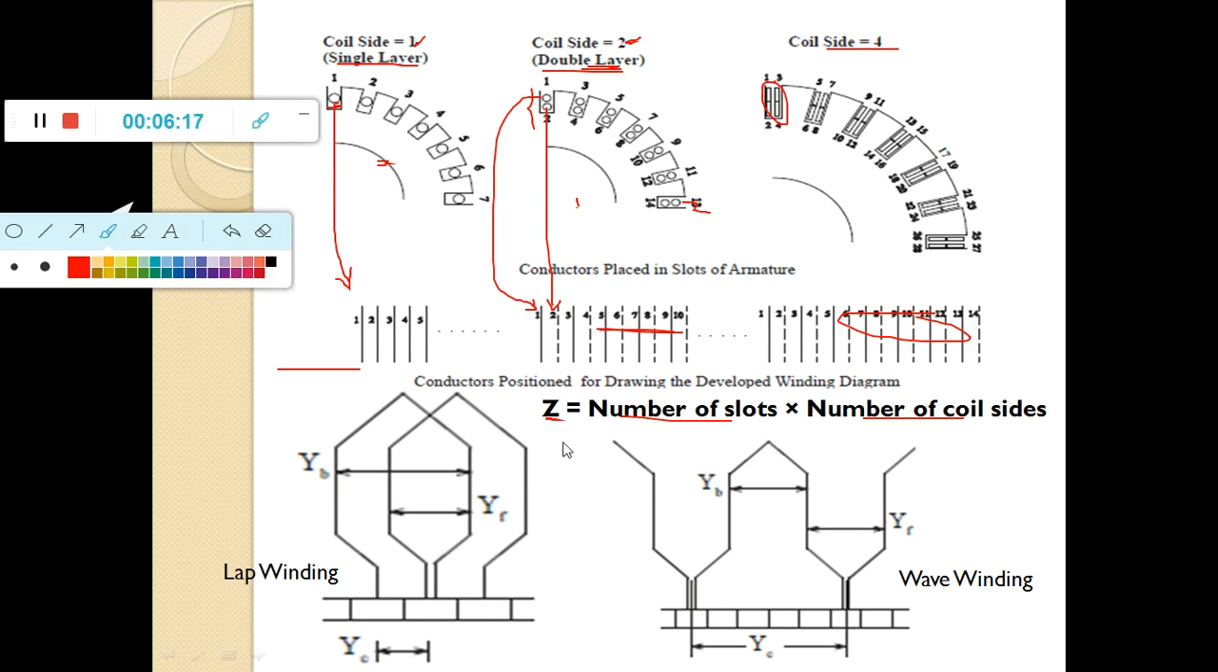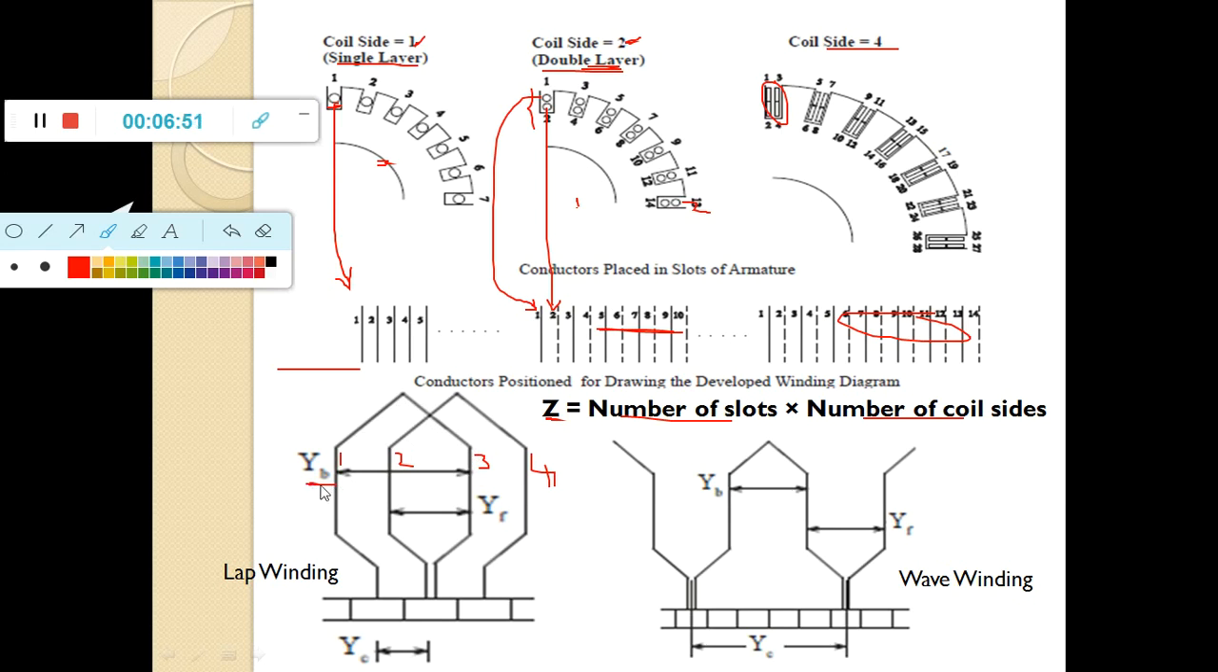Now the next question is how to interconnect the windings, how to interconnect the conductors. See, for example, this is conductor 1, this is conductor 2, this is conductor 3 and this is conductor 4. Here the first conductor is connected to the third conductor at the back end, it means the top end. So why does it have to be connected with the third conductor? That will be defined by the value of YB.